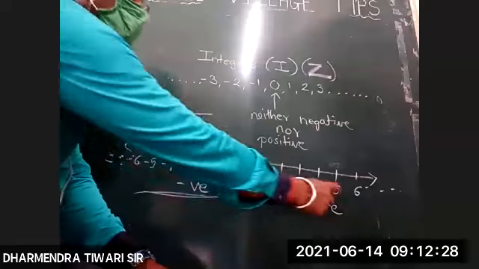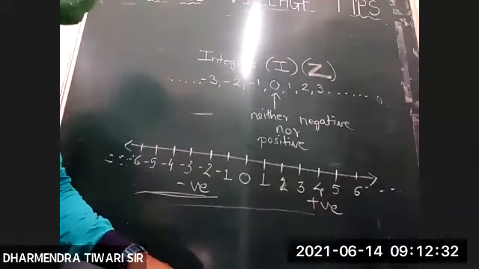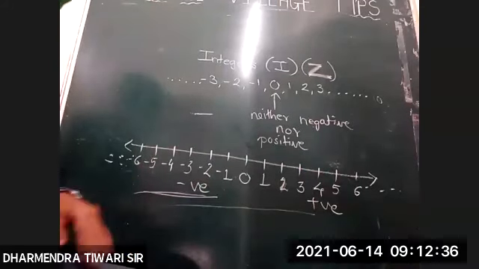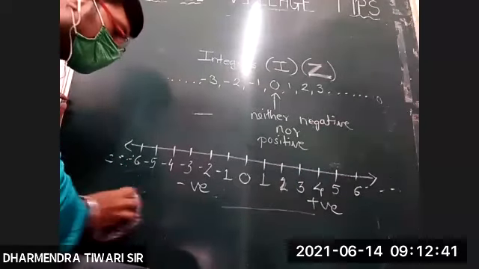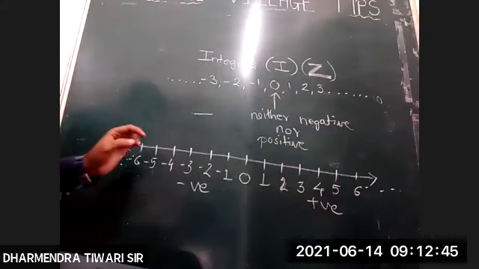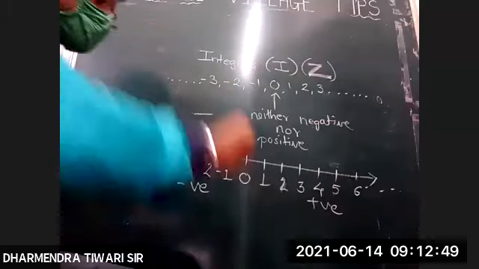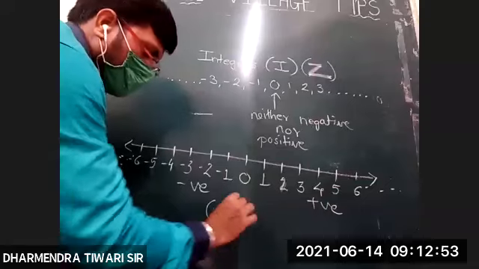If I am selecting 5, any number on the left hand side of that number 5 will always be less than 5. I've given you an example orally. Now we can take an example by selecting a number. Say, I have selected minus three.